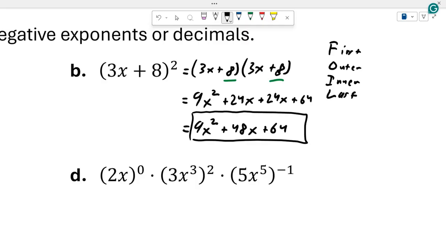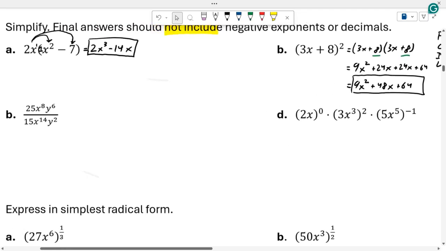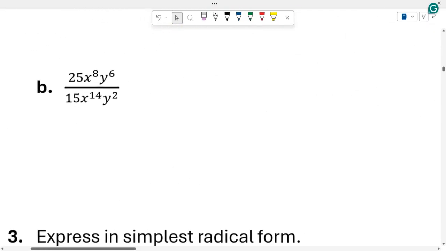Just a relatively straightforward application of FOIL. But again, notice that you cannot just distribute the squared to both the 3x and the 8. If you do that, you will be missing the 48x term. You'll be missing that middle term. It's a common mistake, but just don't be the one to make that mistake, right? Let one of your peers make that mistake, but you're on the ball here. This should be C. That's a typo.